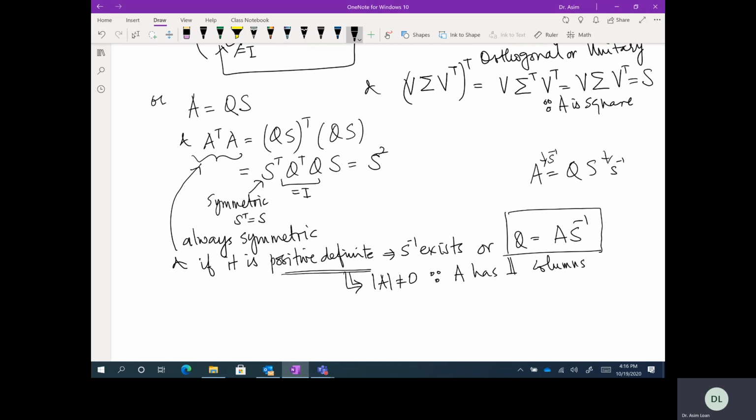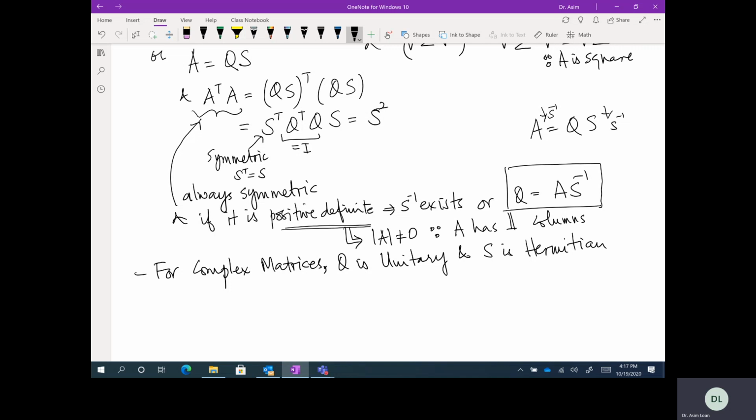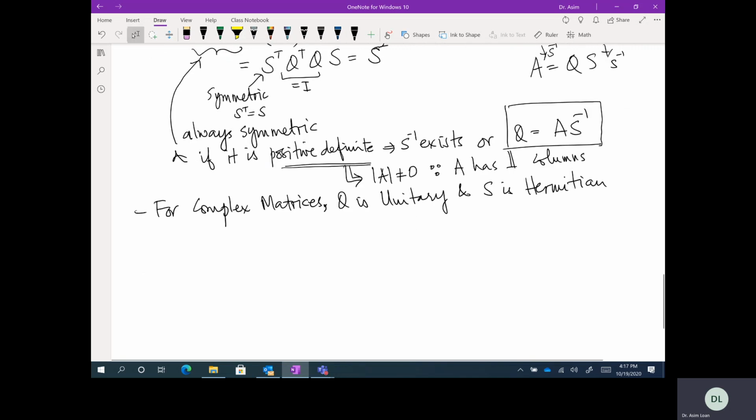This we saw in chapter 3, by the way. For complex matrices, Q is unitary, and S is Hermitian. Everything else is true. So let me give you two examples, and you should go back home and see whether you can come up with these solutions or not.